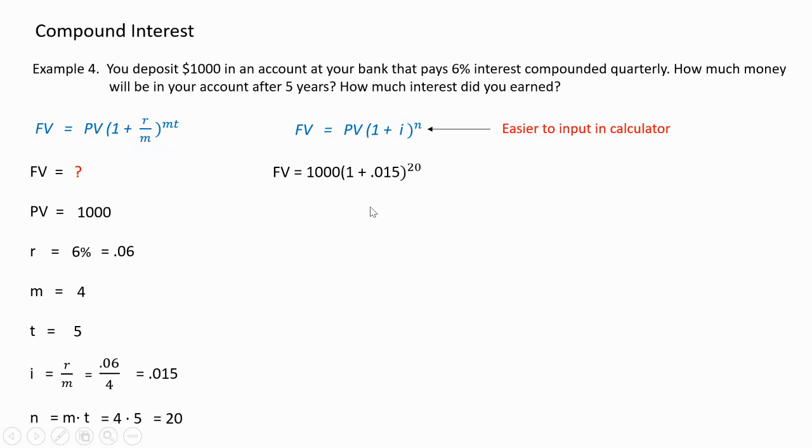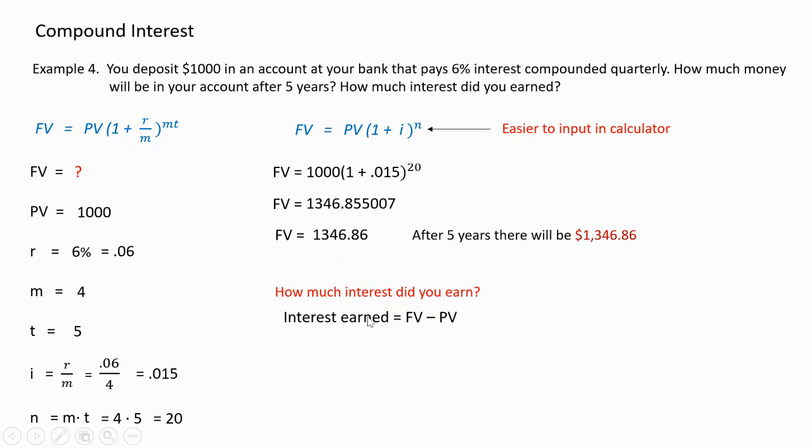So all we do is plug everything into the calculator, right? There's my present value, 1,000. My I is 0.015, and my N is 20. Right, so all you do is put it in the calculator, and this is what you get. Round it out to 2 places. It's going to be $1,346.86. Okay, so after 5 years, there will be $1,346.86 in the account.